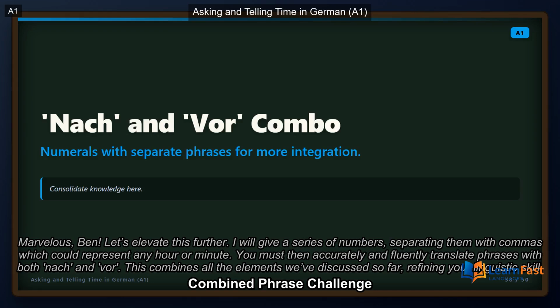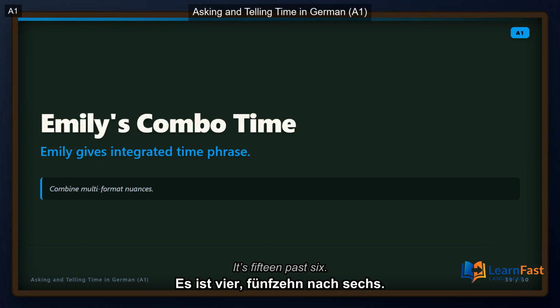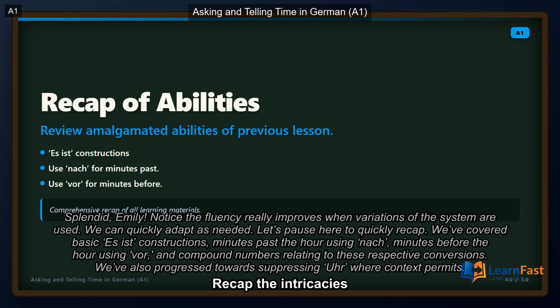I will give a series of numbers, separating them with commas, which could represent any hour or minute. You must then accurately and fluently translate phrases with both nach and vor. This combines all the elements we've discussed so far, refining your linguistic skill. Es ist 4:15 nach 6. Splendid, Emily. Notice the fluency really improves when variations of the system are used. We can quickly adapt as needed.